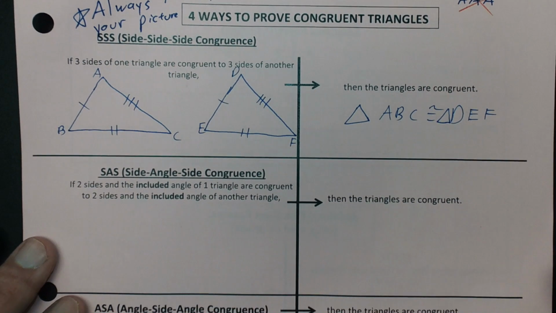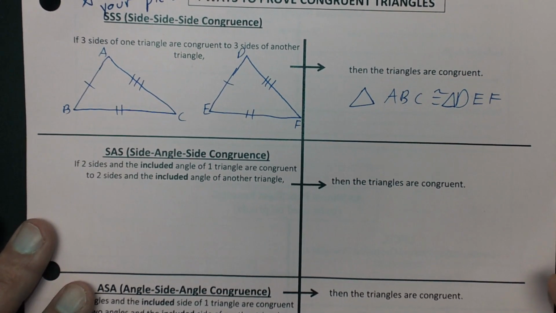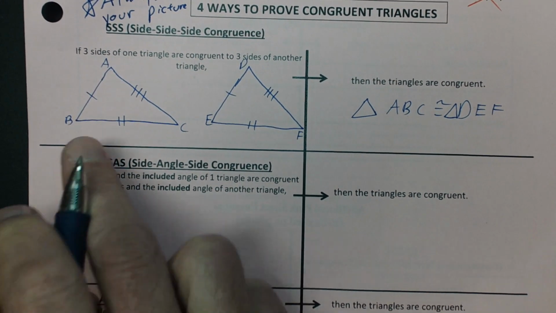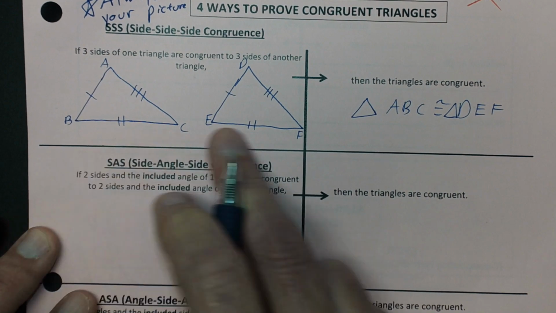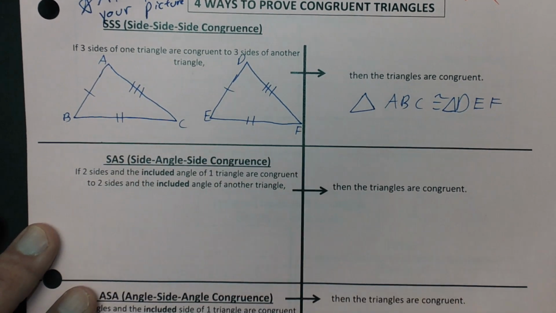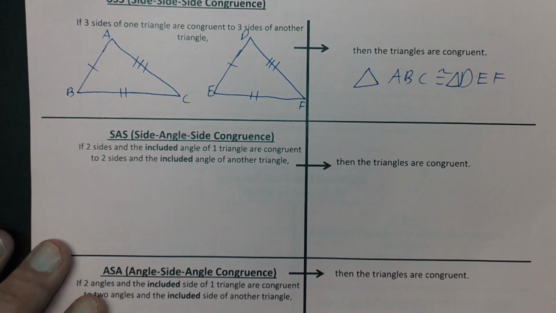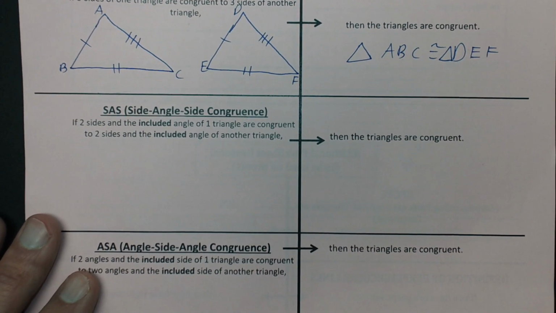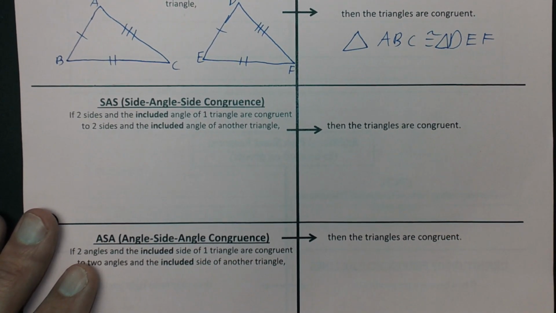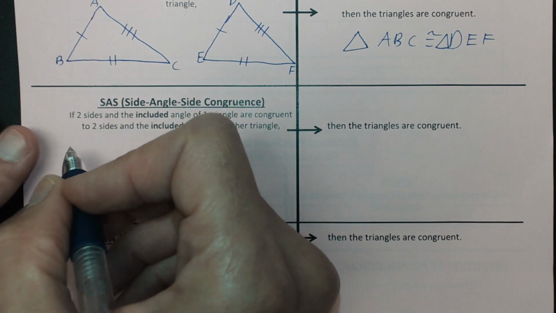So that was the first way you can prove triangles congruent. This is actually probably the easiest one, because if you have all 3 sides congruent, then that's pretty easy to show. Where it gets harder is where you start involving the angles, and you just have to be a little more careful. So side, angle, side.